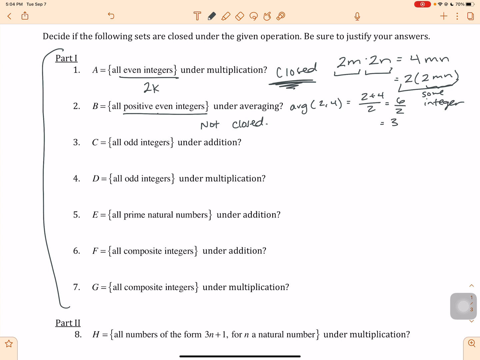C, all odd integers. Not closed. 3 plus 5 is 8. 8 is not an odd integer. Okay, so this is the kind of stuff that I really wanted you guys to work through in your groups.